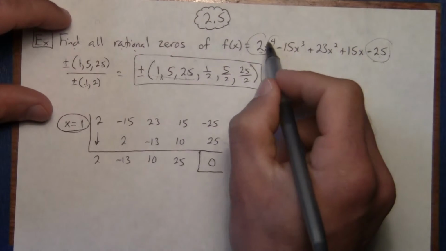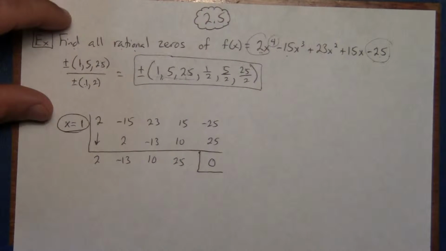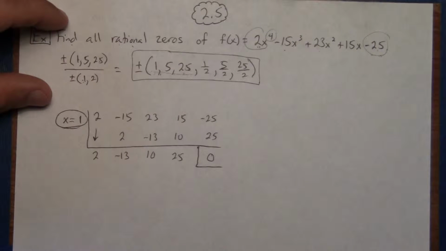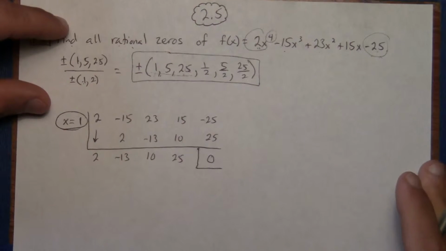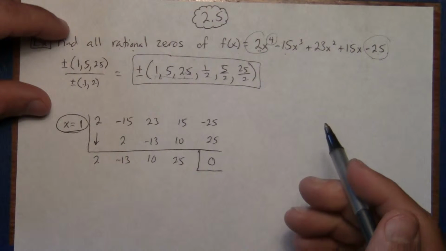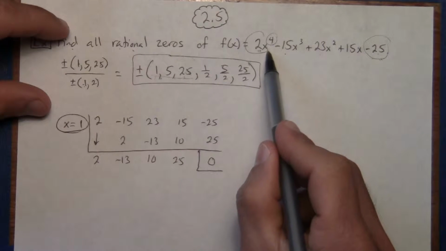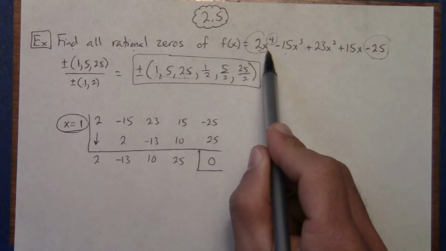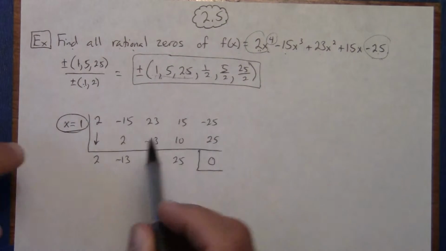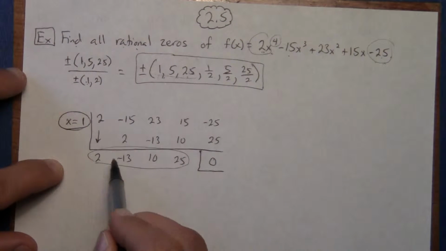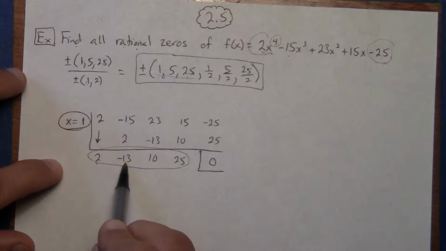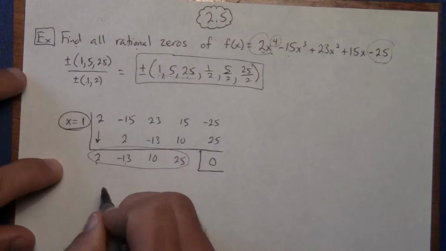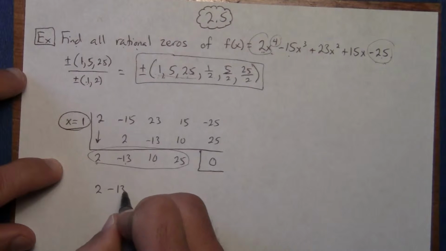Alright, I can look at this and I can see that there are definitely 4 of them, so I still have some work to do. Remember, your goal in synthetic division is to get this equation down to a quadratic, because then you can use the quadratic formula, or you can possibly factor it. So I'm going to use the new numbers. Remember, this represents 2x to the third minus 13x squared plus 10x plus 25, and I'm going to do synthetic division with those.